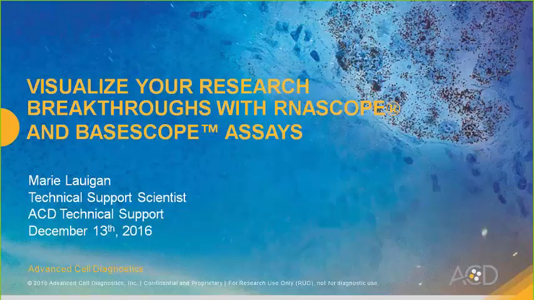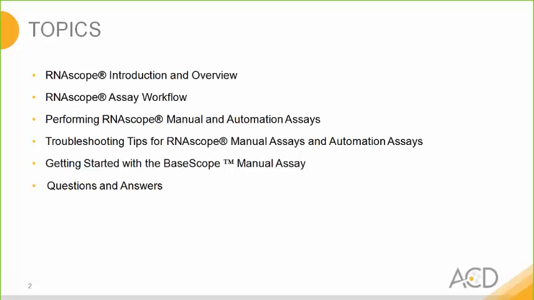Now, I'd like to begin on how to visualize your research breakthroughs with RNAscope and the BaseScope assays. The topics that we'll be covering today include an overview and an introduction to RNAscope and the technology. We'll go over the RNAscope assay workflow. We'll discuss performing the RNAscope manual and automation assays. And we'll spend some time on troubleshooting tips for the RNAscope manual assays and automation assays. I'll also provide a brief introduction on getting started with the BaseScope manual assay, and at the end we'll address questions and answers.